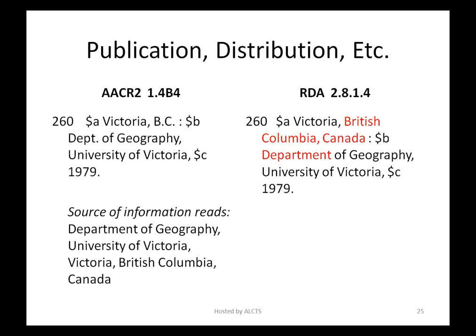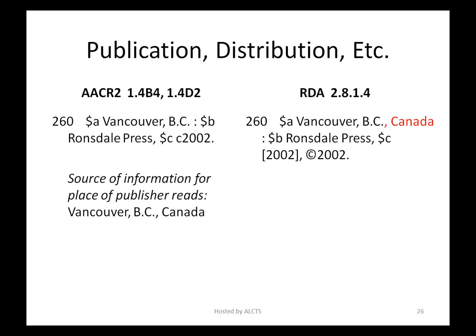Also, we will generally not shorten the place of publication or distribution. So if it says Victoria, British Columbia, Canada, we generally would have recorded that in AACR2 as Victoria, BC. We would have dropped off Canada. In RDA, we will record the whole thing. But again, if you have an abbreviation that appears on the item, you will record that abbreviation as found. So the change in this example is that we keep the BC, but since it also says Canada, we will include the Canada in the transcription of the place of publication. You see a change in the subfield C as well, and we'll talk about that in a little bit.